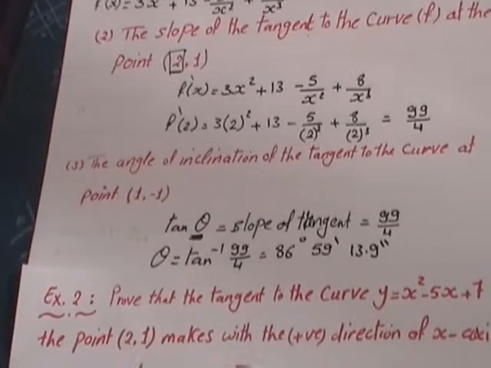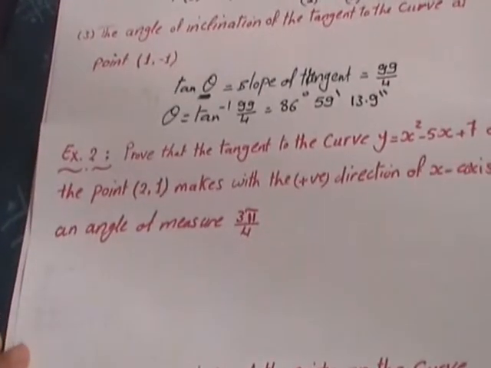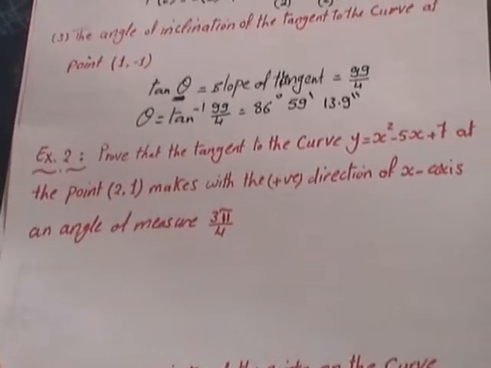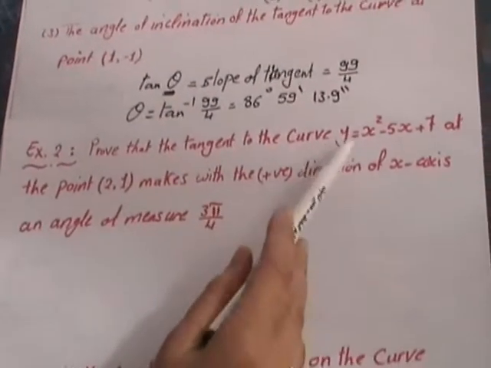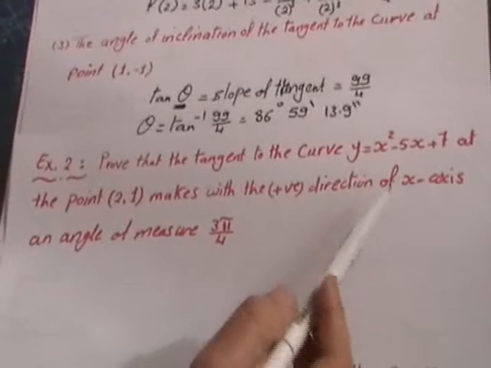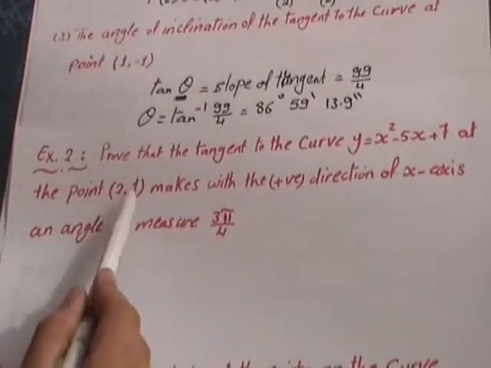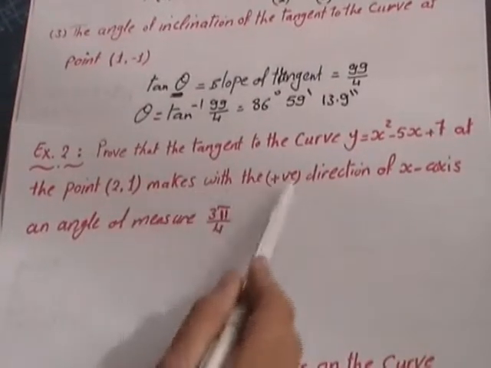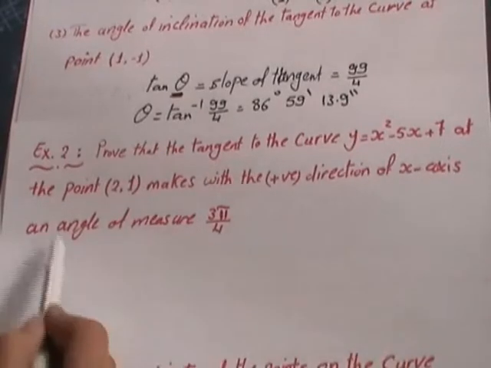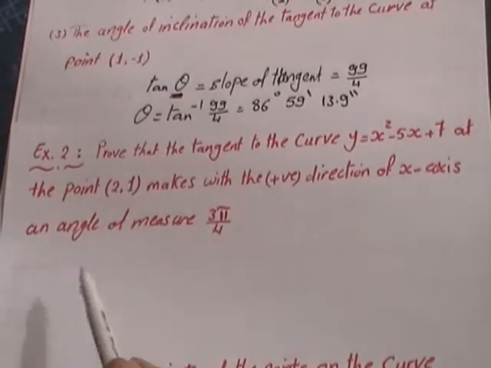Let's go to another example, which is: prove that the tangent to the curve y equals x squared minus 5x plus 7 at the point 2 and 1 makes with the positive direction of the x-axis an angle of measure 3 pi over 4.